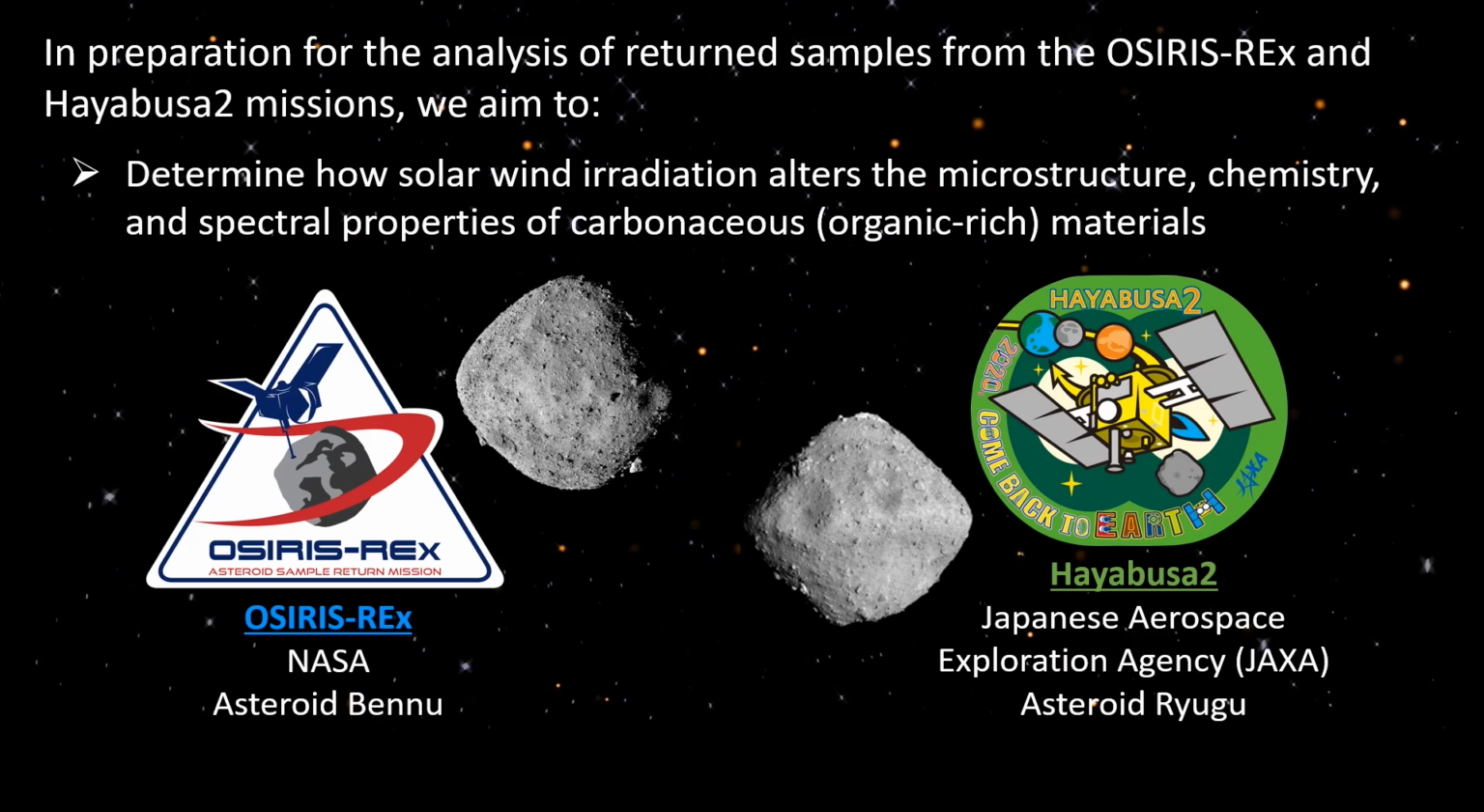Compared to the Moon and silicate-rich asteroids, we know very little about space weathering of carbonaceous bodies. This knowledge gap is especially pertinent to the NASA OSIRIS-REx and JAXA Hayabusa 2 missions, which have collected material from the carbonaceous asteroids Bennu and Ryugu, respectively. The Hayabusa 2 samples have actually already been brought back to Earth, and the OSIRIS-REx samples are currently en route.